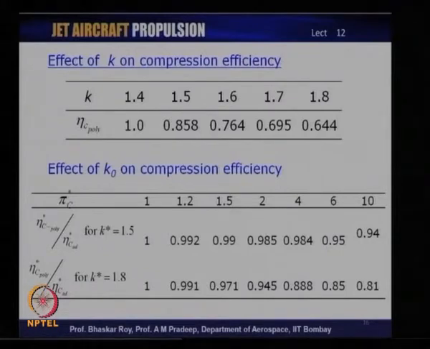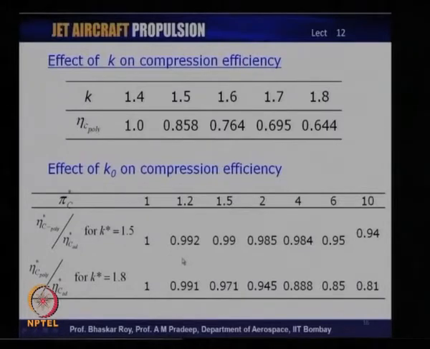If we look at K 0 and its effect on the compression efficiency, we see that as the value of K 0 changes from one value to another, and as the compression ratio changes, the value of efficiency changes substantially. If we have a compression ratio of, let us say, 1, that means no compression at all, we say that the efficiency is 1, and when the value of K 0 changes, it remains 1.